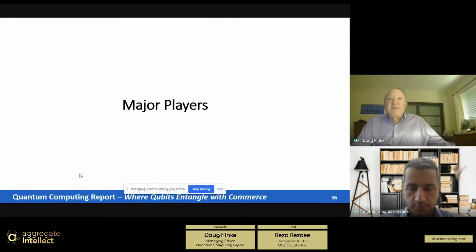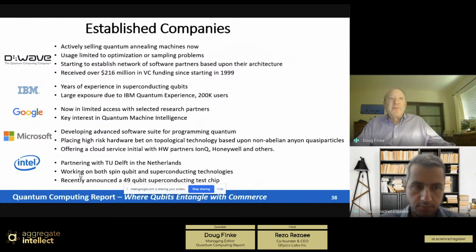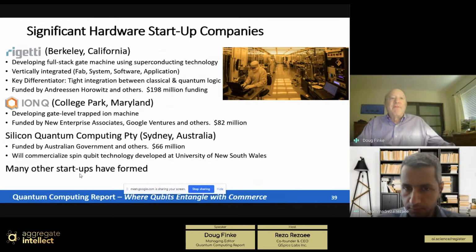So finally, to finish my portion of the presentation, in terms of investments, this shows that about $22 billion has been invested in quantum computing by governments over the past few years. These are some of the leading players: D-Wave, IBM, Google, Microsoft, and Intel. The big players in classical computing are working on this. But there's also a very well-established group of startups. I track over 200 different startups.